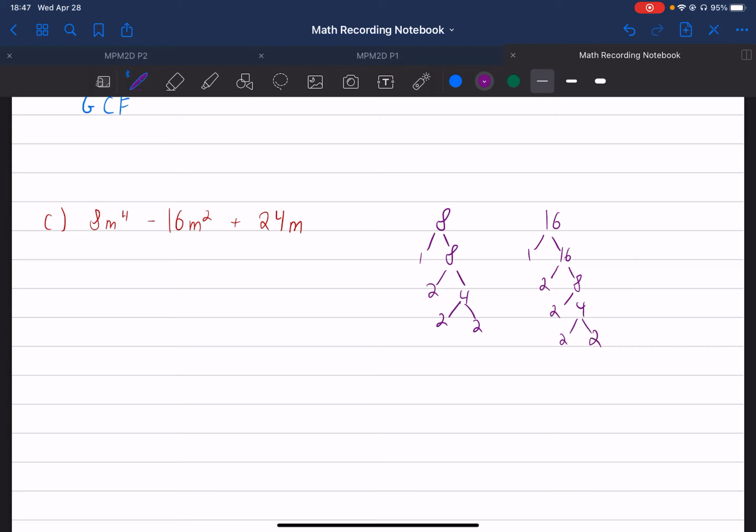Okay, and we're going to look again at 24. Same thing we're going to do. 1 and 24, 2 and 12, 3 and 8... 2, and 6, 2, and 2.